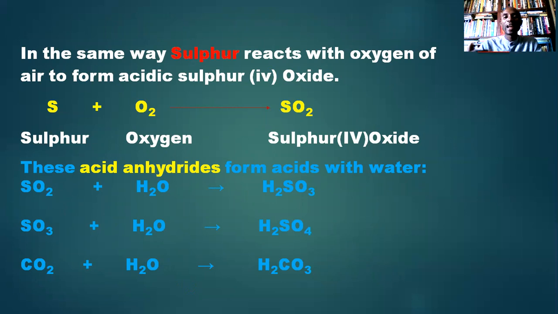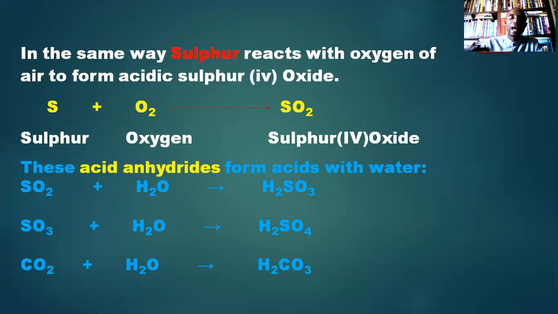And the other acid anhydrides, let's take them as an example of how they form an acid. I said an acid anhydride, like sulfur 4 oxide, carbon 4 oxide, SO3, and all of that. When they react with water, they form acid. Now let's use SO2 as an example. When it dissolves in water, it's going to form H2SO3, which is an acid. SO3 is also an acid anhydride. When it dissolves in water, it will form H2SO4. Carbon 4 oxide, when it dissolves in water, is also going to form an acid, carbonic acid.